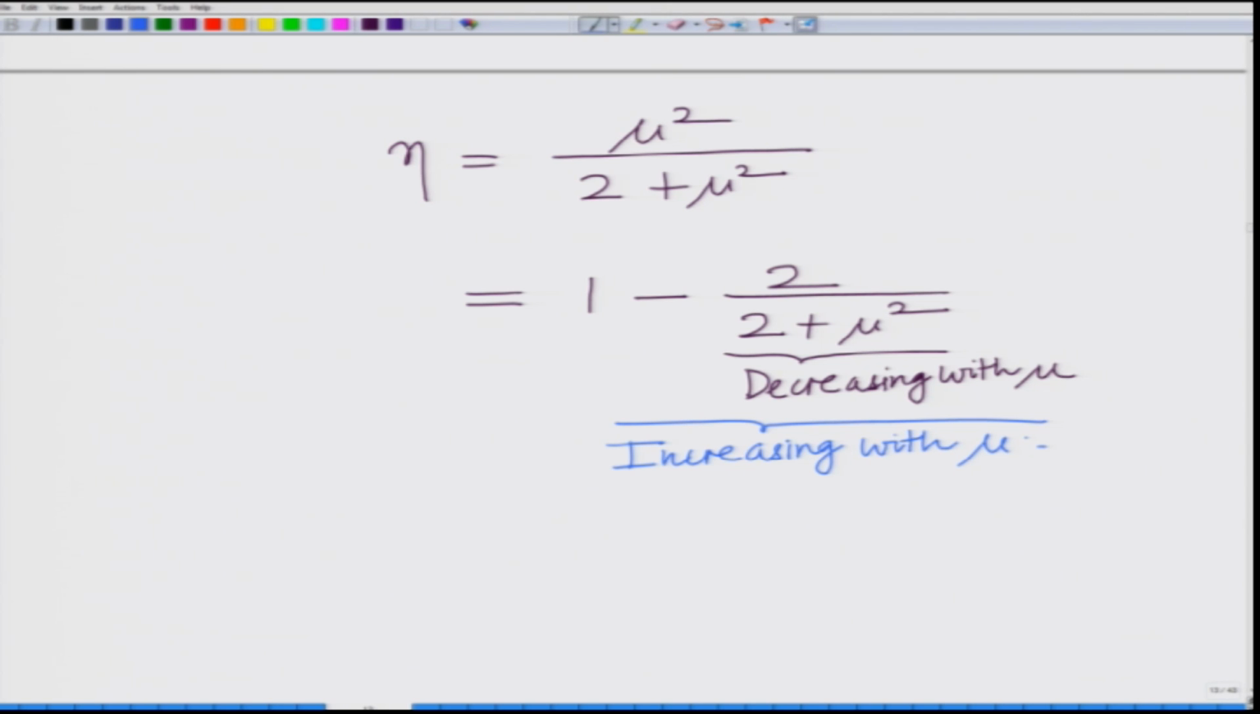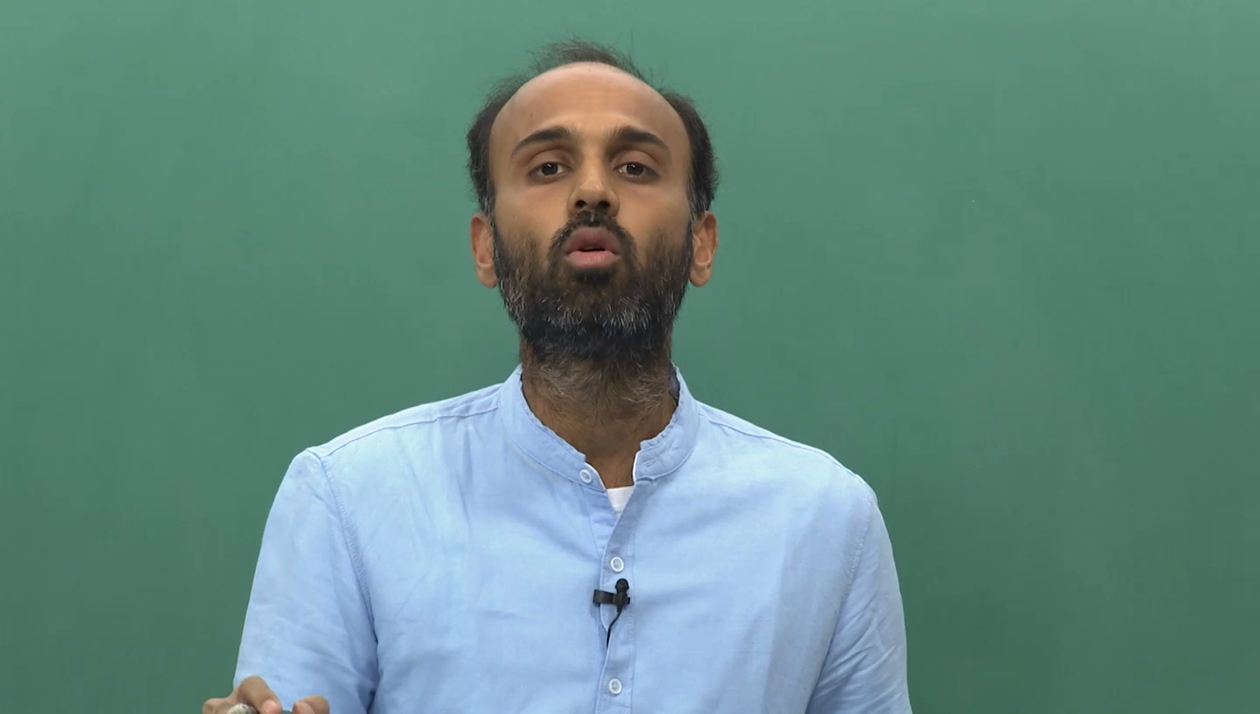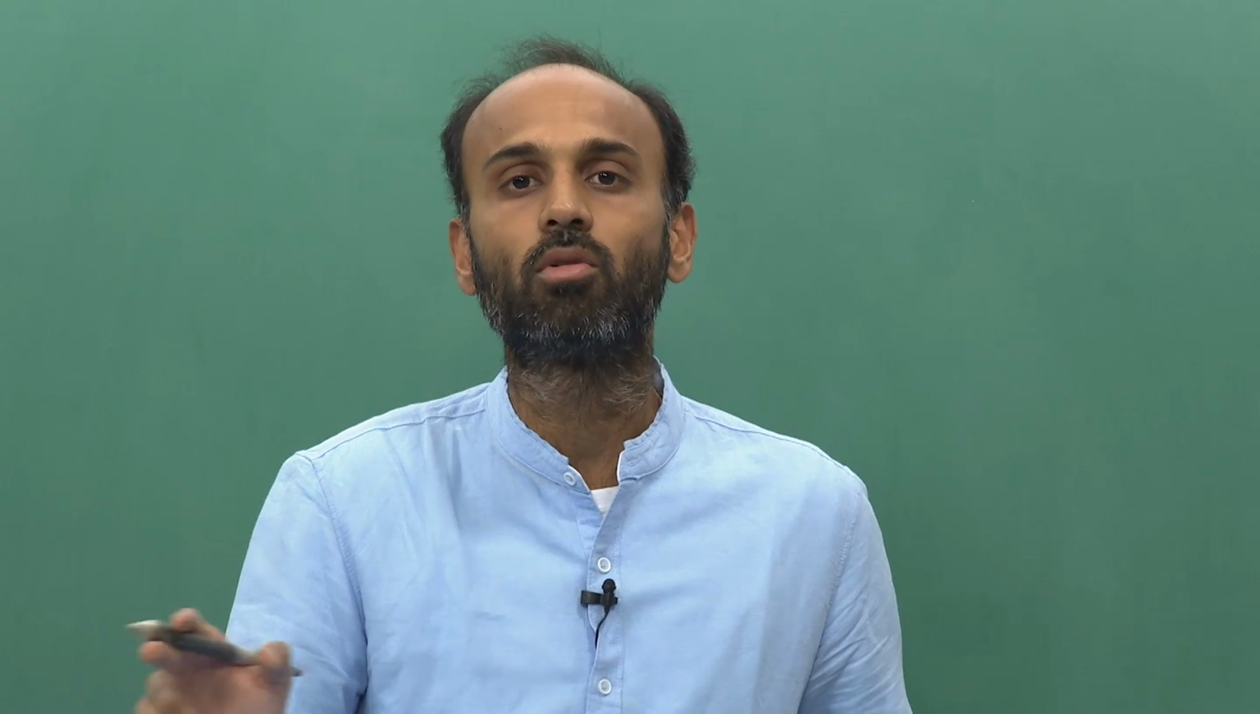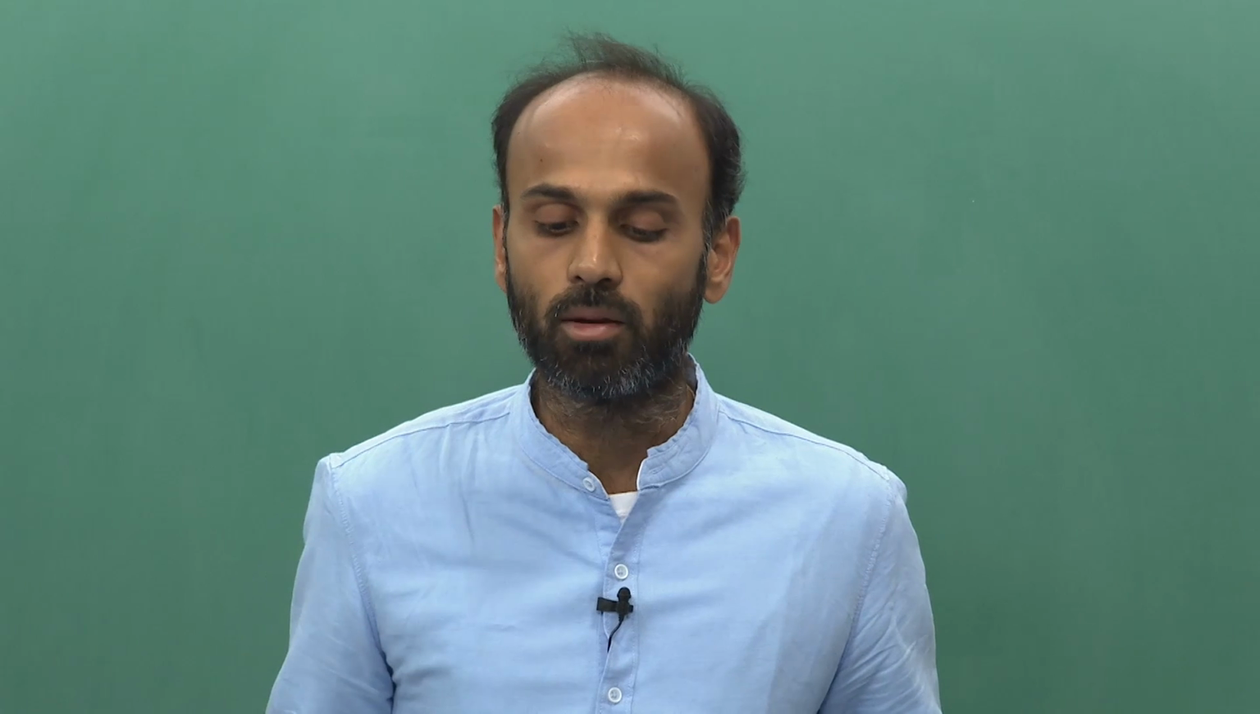So, I can write the efficiency eta as 1 minus 2 over 2 plus mu square. 2 over 2 plus mu square is decreasing with mu, as mu increases this quantity is decreasing. Therefore, 1 minus 2 over 2 plus mu square is increasing with mu, which means as mu increases, the efficiency eta of the AM signal improves, correct.